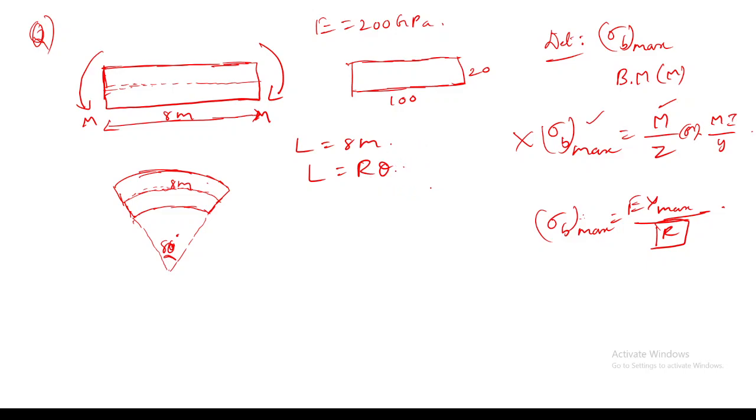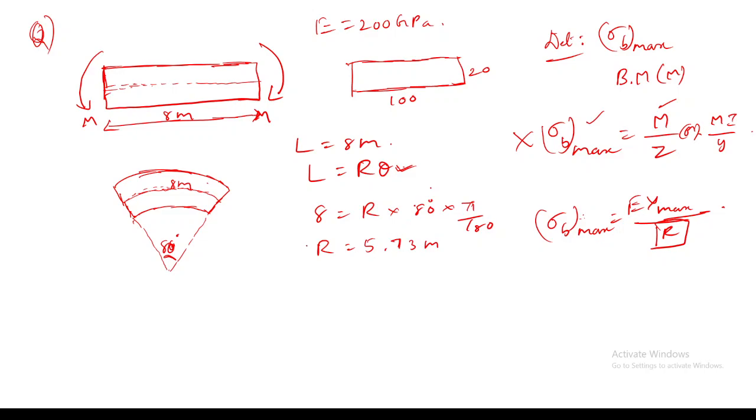In which unit do I have to substitute this value of theta? Radians. Yes, it should be in radians. So can you say what will be the value of R? 8 is equal to R into 80 degrees into pi divided by 180. R is 5.73 meters. Yes, 5.73 meters.